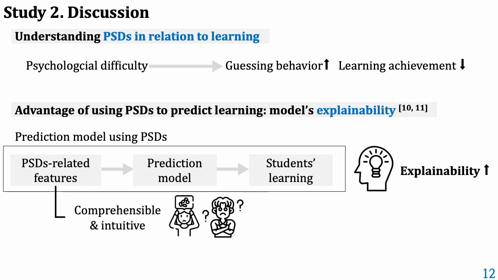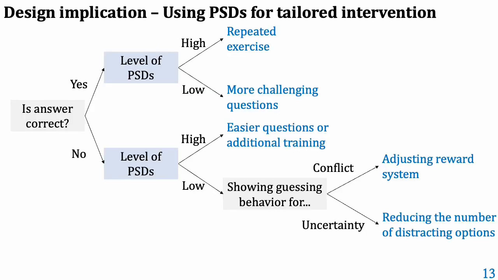And we also suggested design implications for using PSDs for tailored intervention in a learning system. Here, we propose an example scenario and design strategies. Students who provided the correct answer but showed high level of PSDs were still facing difficulties even though they solved the problem. In this case, a learning system can give students repeated exercises. However, for students who provide a correct answer with a low level of PSD, providing more challenging questions is suggested, as they solve the problem without difficulty.